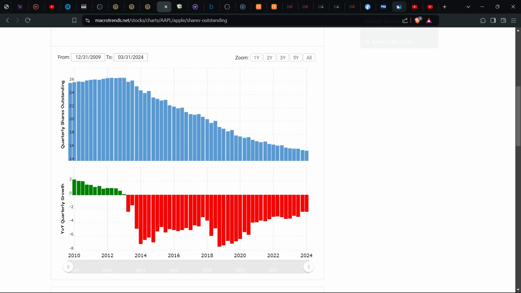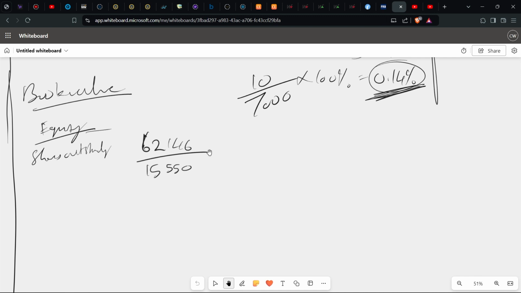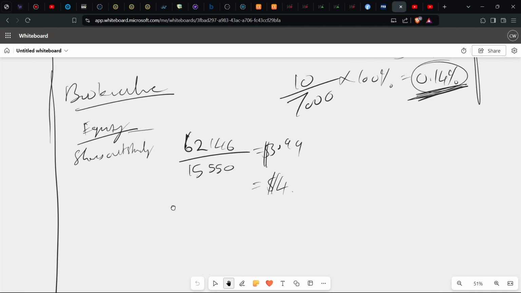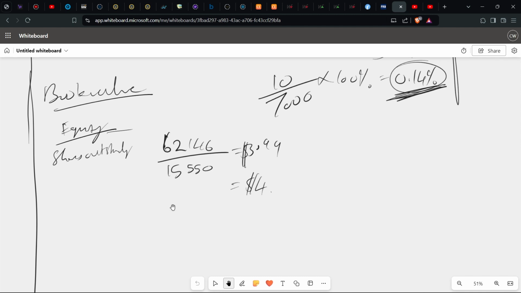Coming back to here, you divide the equity by the number of outstanding shares. This result will give you 3.99. This is now in dollars. This is now the value of each share, and you can round this up to $4. So as at the end of the fiscal year 2023, the book value of the share price of Apple was $4. But if you go to the market, of course you will find a different price.